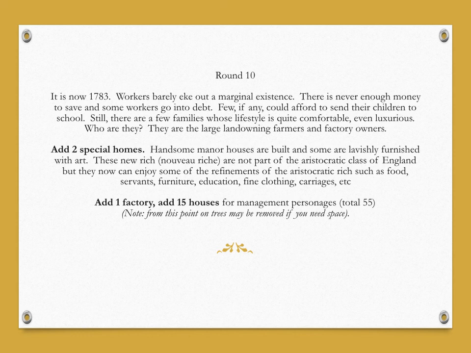Wealth used to be just inherited, and now you can create wealth due to capitalist pursuits. So in your city, add one more factory and add 15 houses for people who are working in management in the factory, so nicer houses. And from this point on, if you need room, your trees can be cut down, so you can erase your trees if you need room. Pause the video until you're ready to move on.